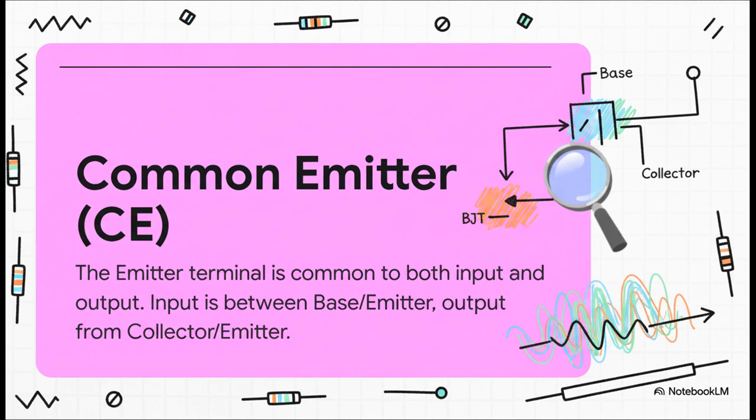Next, we've got the common emitter configuration. Now, this one is by far the most popular, the most widely used of the 3. This time, the emitter is our common point. We put our input signal into the base, and we get our output from the collector. This configuration, you'll see, is an absolute workhorse when it comes to amplification.